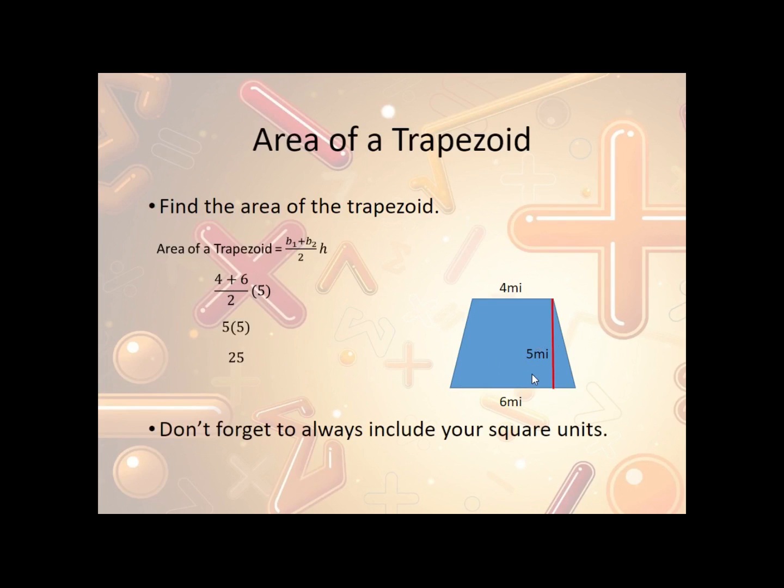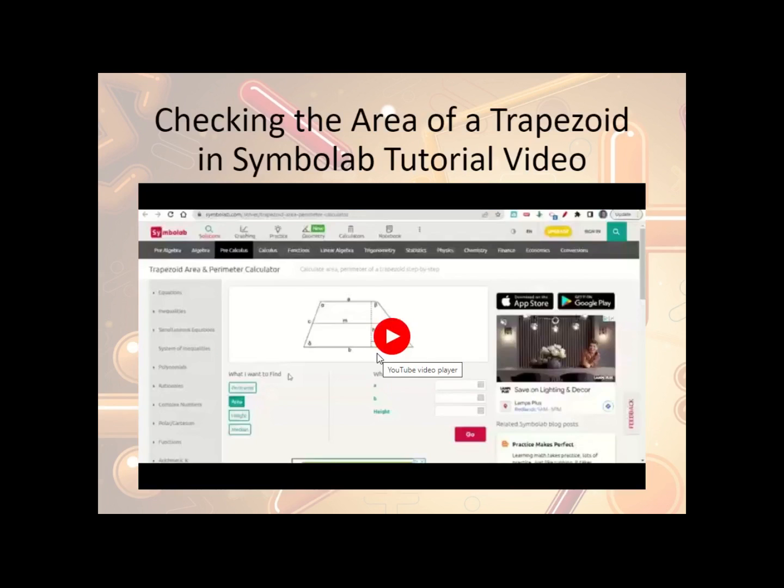It's in miles, and it's the area, so it'll be miles squared. So this is 25 miles squared. Now there's a video here that shows you how you can check your work when finding the area of a trapezoid using Symbolab. So go ahead and watch that video now.